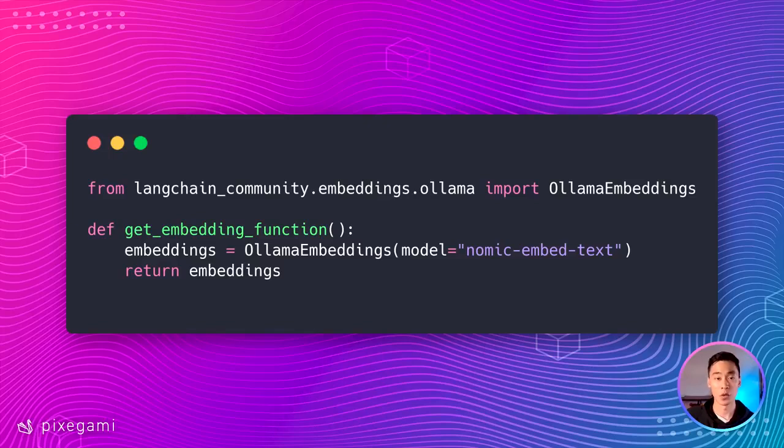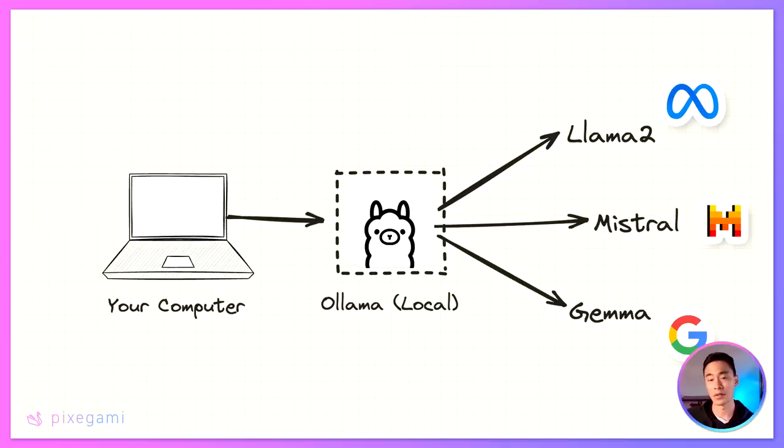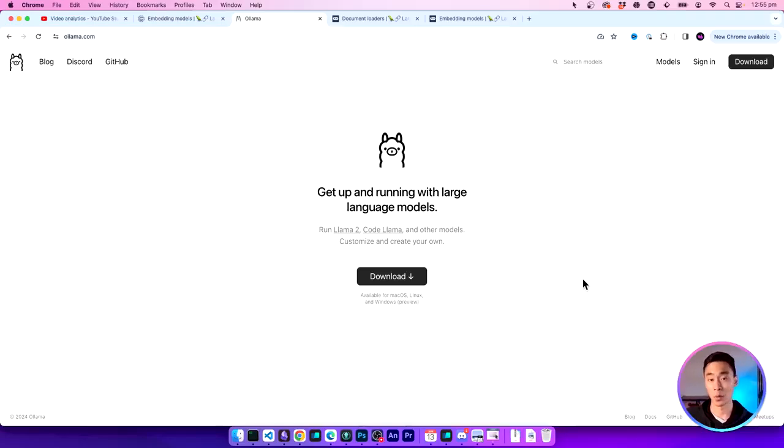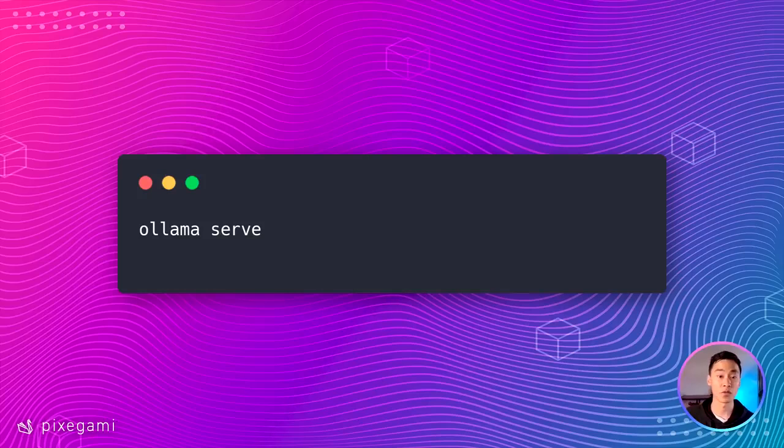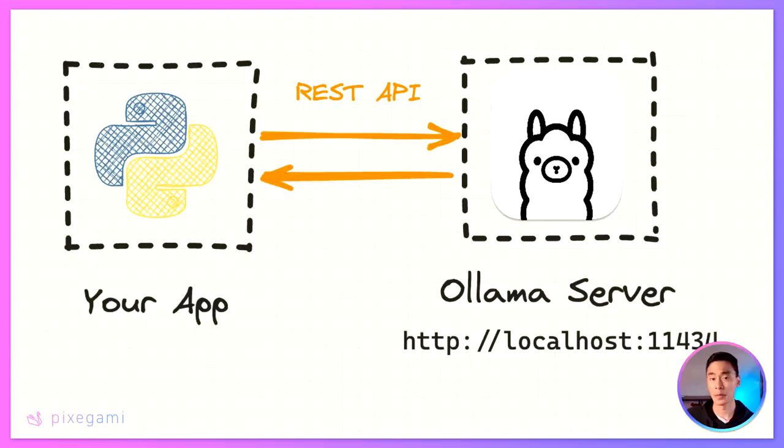For example, if you want to run it completely locally on your own computer, you can use an Ollama embedding instead. Of course, for this to work, you also need to install Ollama and run the Ollama server on your computer first. If you haven't used Ollama before, you can think of it as a platform that manages and runs open source LLMs locally on your computer. Just download it from the official website, ollama.com, and then install any of the available open source models like Llama 2 or Mistral. You can then run this command to serve the model as a REST API on your local host. Now, you'll be able to use an LLM just by calling this local API.